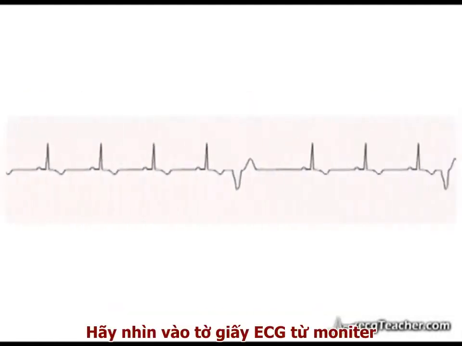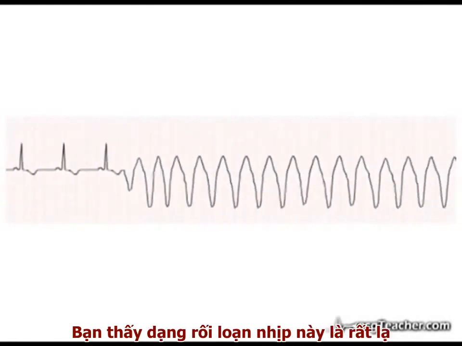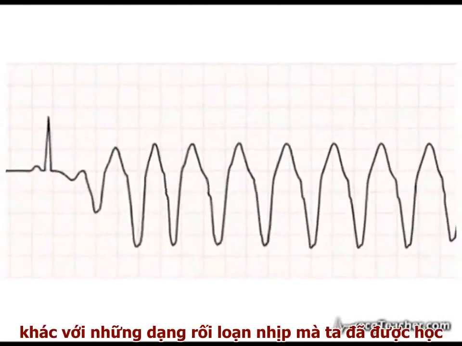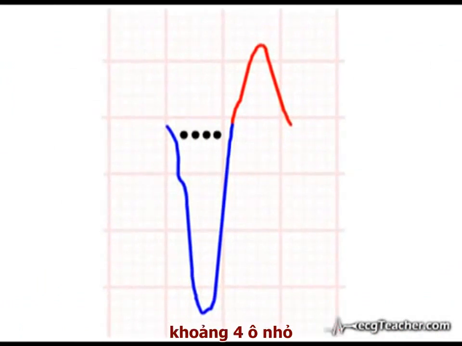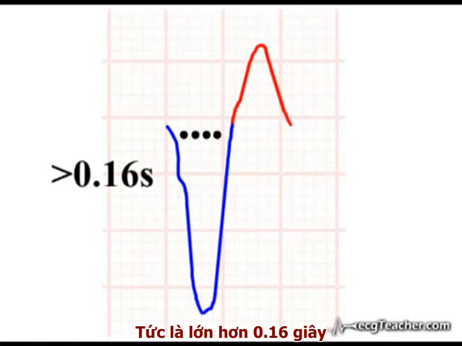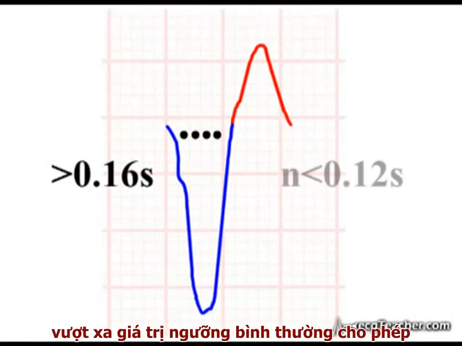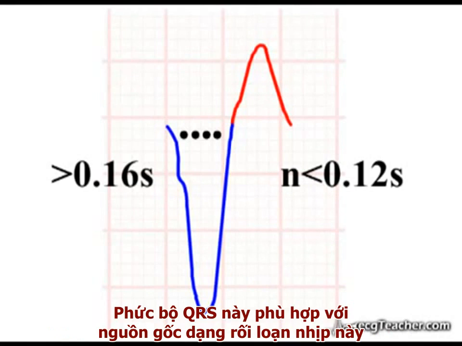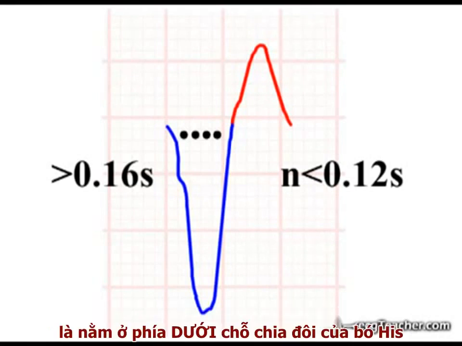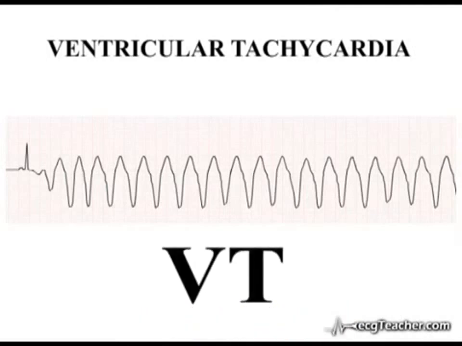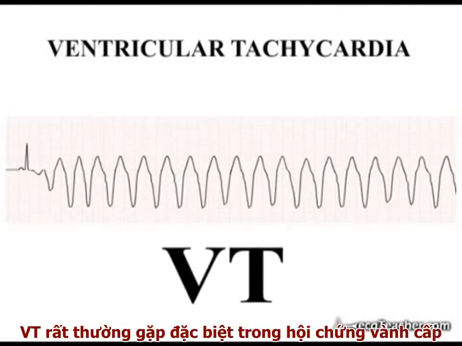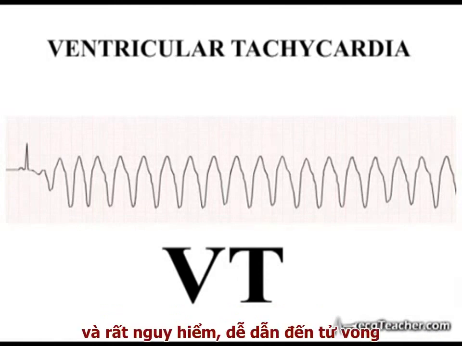Looking at a printout from the monitor at the time of the attack, you will appreciate that this tachyarrhythmia is quite different from those we have considered up to now. The QRS complexes are broad, at over 4 small squares in width, that is greater than 0.16 seconds in duration, well beyond our upper limit of normal. This is consistent with an origin of the arrhythmia from a focus situated below the bifurcation of the bundle of His. This is ventricular tachycardia, or VT. VT is extremely common, particularly in the setting of acute coronary syndrome, and is potentially lethal.